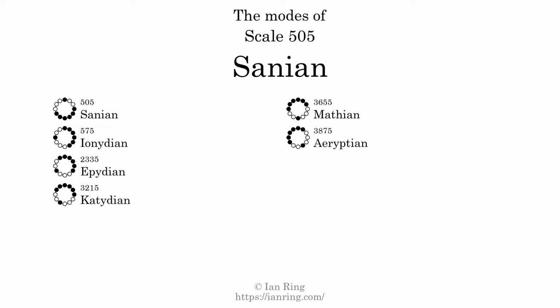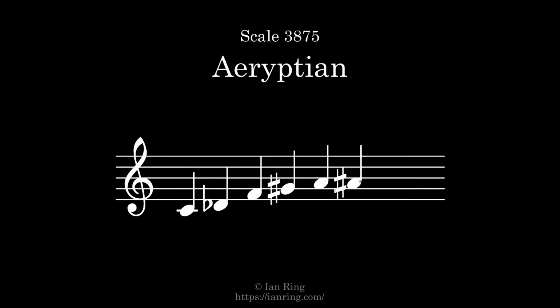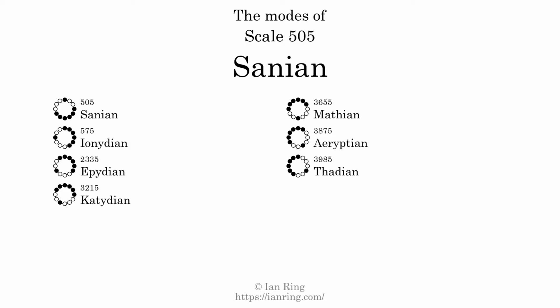The sixth mode is scale 3875, also known as Egyptian. It sounds like this. The seventh and last mode is scale 3985, also known as Thadian. It sounds like this.